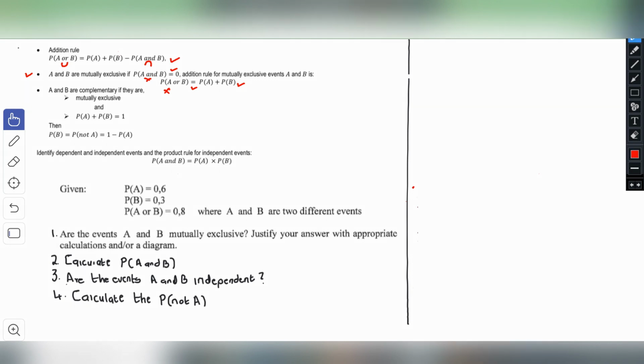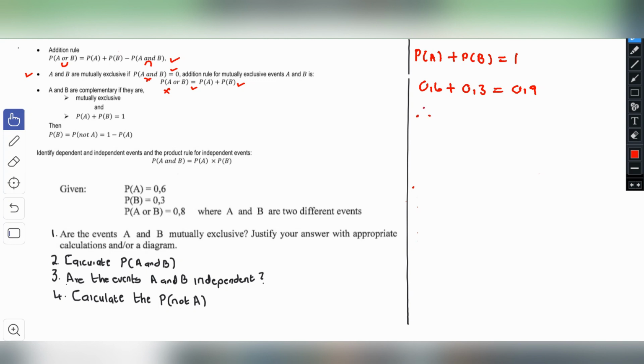Okay, so now let's talk about: are events A and B independent? How do you see that two events are independent? The two events are independent if the probability of A plus the probability of B is equal to 1. So if it is equal to 1, we can conclude that those two events are independent. We know the probability of A is 0.6, plus the probability of B, which is 0.3, which gives us 0.9. So we can see that it's not equal to 1.